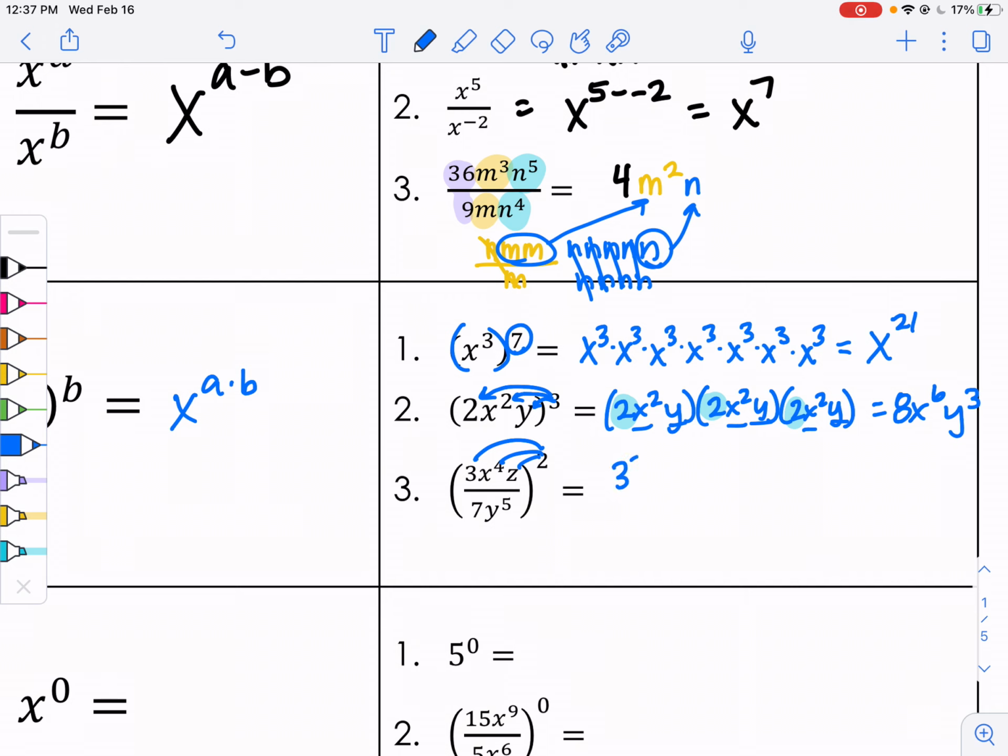So we would have 3 squared, x to the 8th, z squared, over, and then this also distributes to the bottom here. So 7 squared and y to the 10th, right? Because it was y to the 5th. So I'm just going to simplify here. 9, x to the 8th, z squared, over 49, y to the 10th. All right, so we have some quick examples here for this one here.